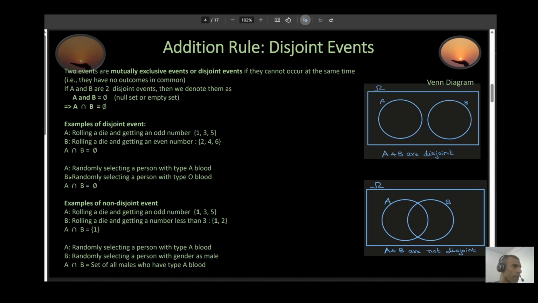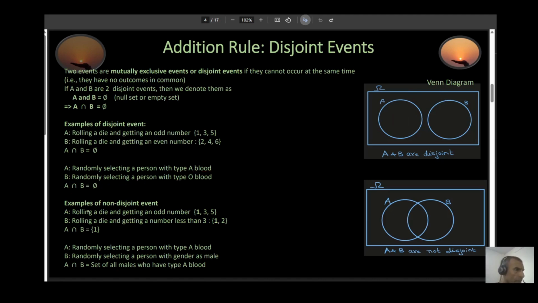Let's take a look at this example. A is randomly selecting a person with type A blood. So these are the set of all people who have type A blood. And event B is randomly selecting a person who has type O blood. So in this case, these are the set of all people who have type O. And clearly, A intersection B in this case is a null set, because you cannot have people who have type A and type O blood at the same time.